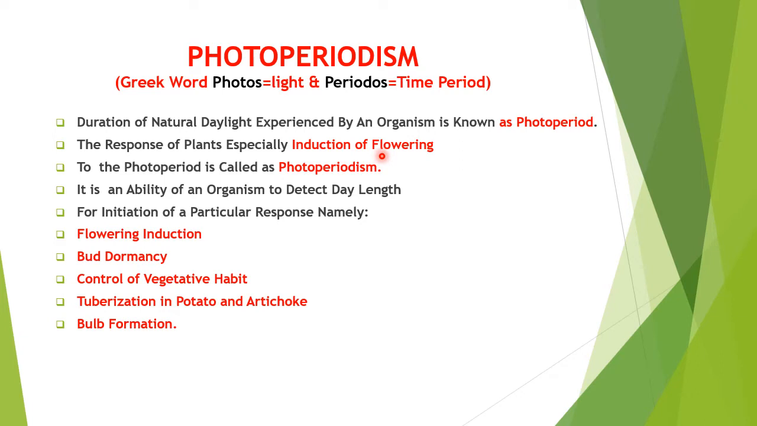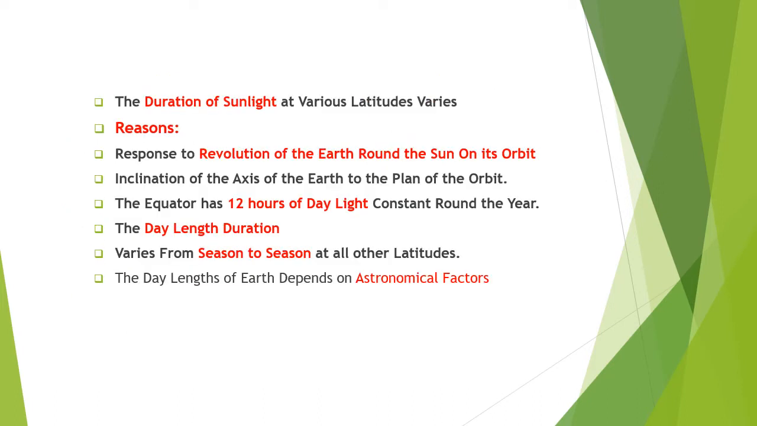But in fact, there are other photoperiodic responses. In addition to flowering induction, there is bud dormancy, control of vegetative habit, tuberization in potato and artichoke, and bulb formation. But this presentation will revolve around photoperiodism, that is, the induction of flowering. First of all, the duration of sunlight at various latitudes varies, so you have to understand the photoperiods. We have short days, we have long days.